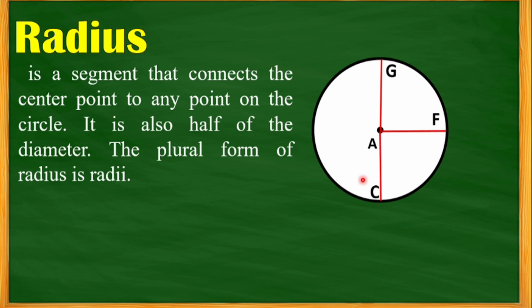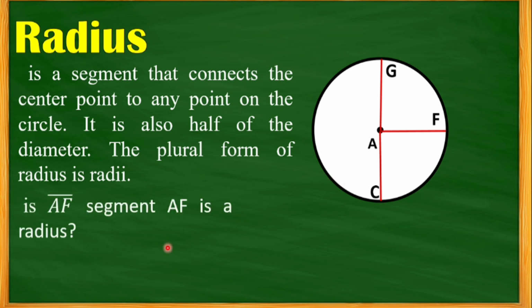So if I have 3 radius, we can call this one radii because it is a plural form. So I have here some questions. Is segment AF a radius? AF, this would be AF. It is a radius. Yes, because it is a line segment that connects the center point to any point of the circle.